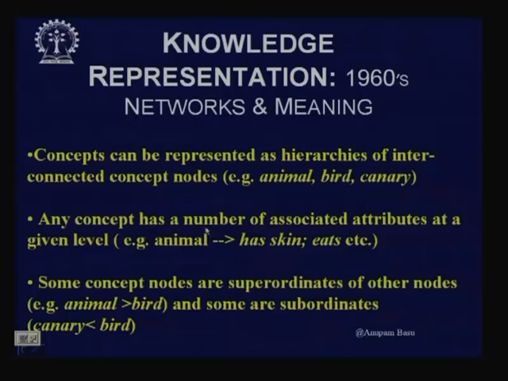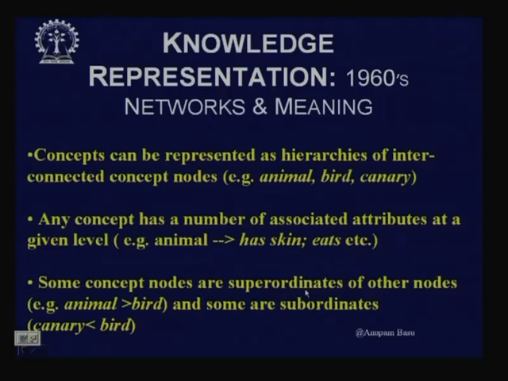Canary is another class of birds, sparrow is another category, another class of birds. But all of them share some things in common with bird, and bird, being connected to animal, will have some common properties with animal. So, any concept has a number of associated attributes at a particular given level. The concept animal immediately tells us that it has skin, it eats, it runs, and so on. All these properties are related to the concept animal. Similarly, we will have some attributes related to the concept bird.